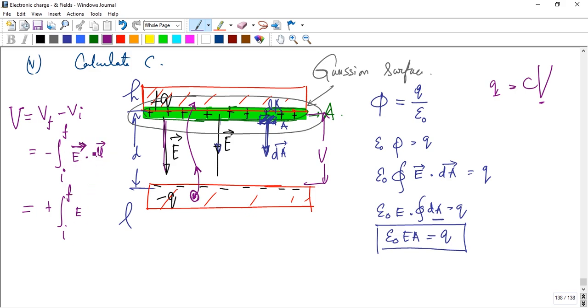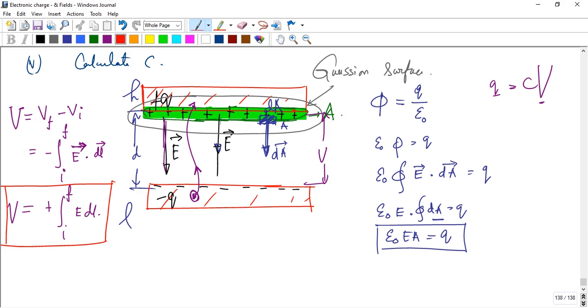So the angle between E and dL is 0, cos 0 is 1, so it is E dL. So we get the potential as the integral from initial to final of E dL.